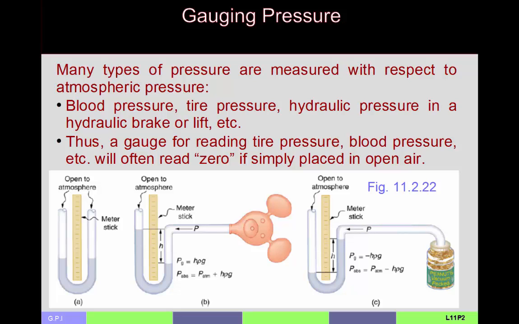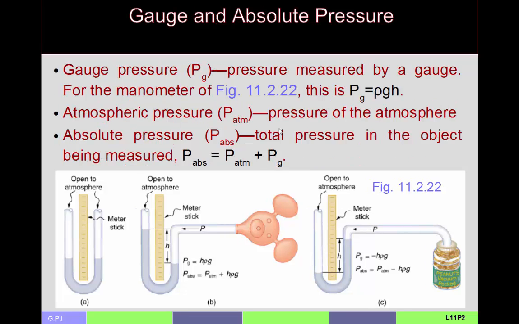Very often when we're measuring pressure, we use some sort of a gauge. And that gauge is usually meant to measure something like blood pressure, tire pressure, hydraulic pressure, etc., with respect to the atmosphere. And so one end of the gauge is often open to atmosphere, which means that the gauge will typically read about 0 when placed in open air. That doesn't necessarily mean that there is 0 pressure on the gauge. Rather, it means that the gauge is ignoring the atmospheric pressure.